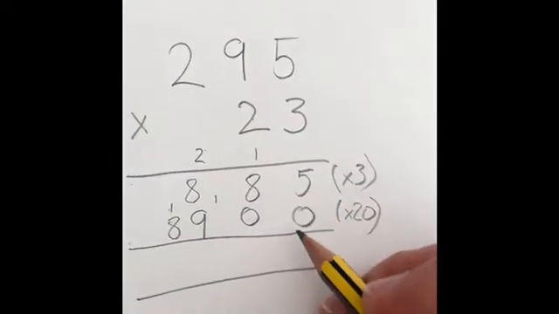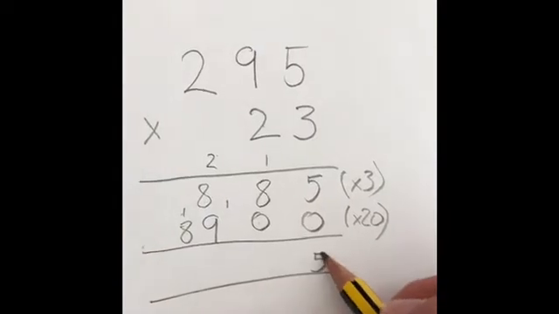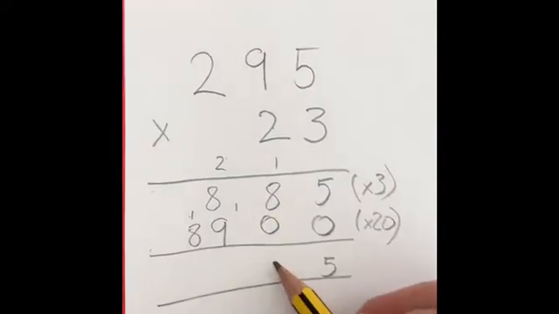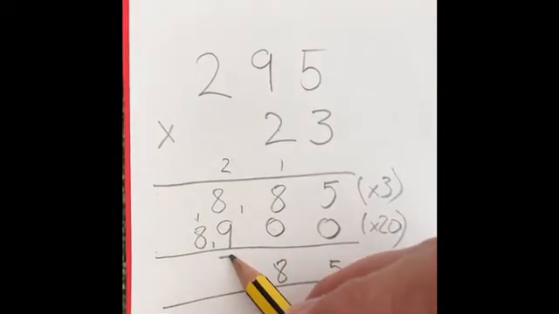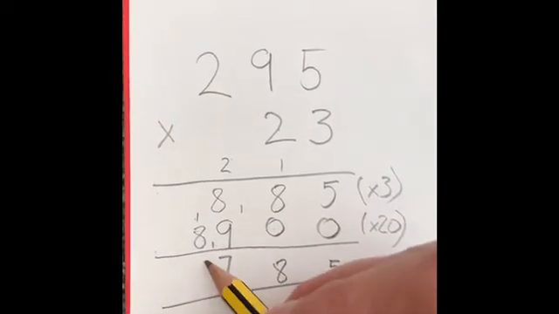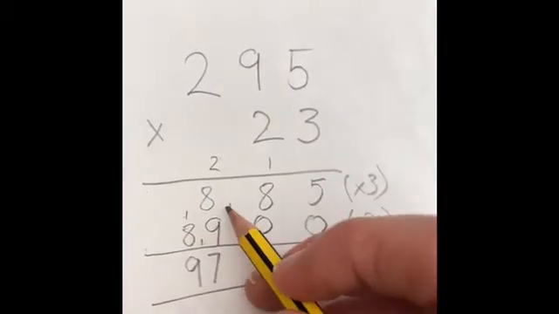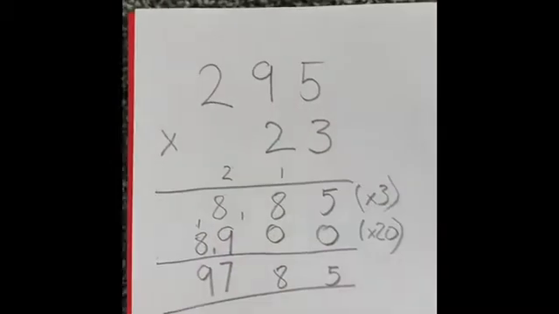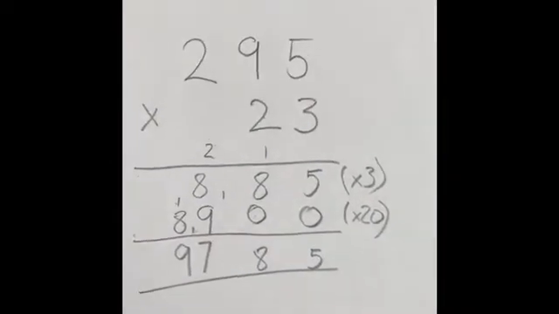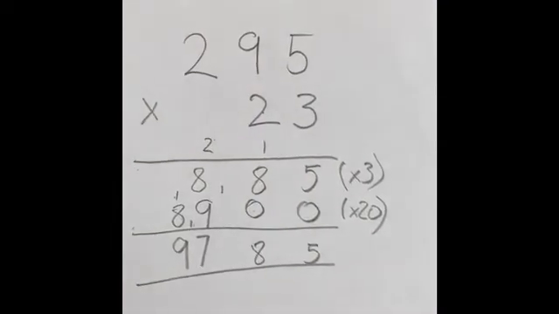So we've got 5 plus 0, which is 5. 8 plus 0, which is 8. 8 plus 9 is 17. 8 plus 1, which is 9. If you would like to, you can cross these carried numbers after you've used them. Now I'm going to show you another calculation to do.